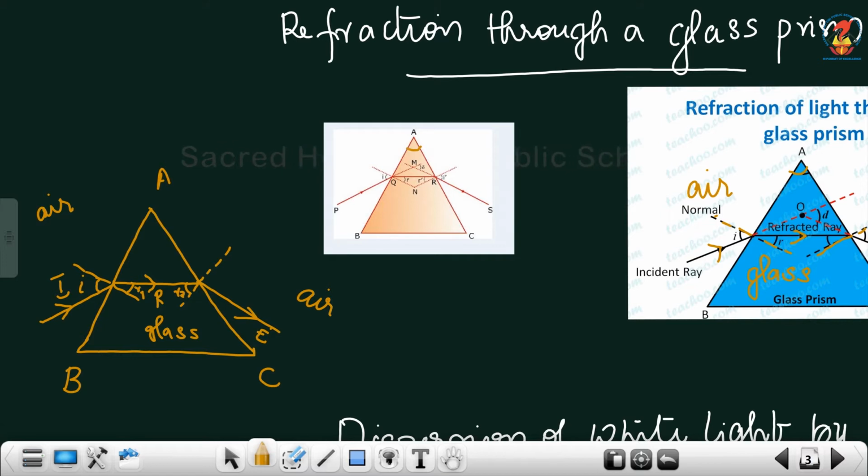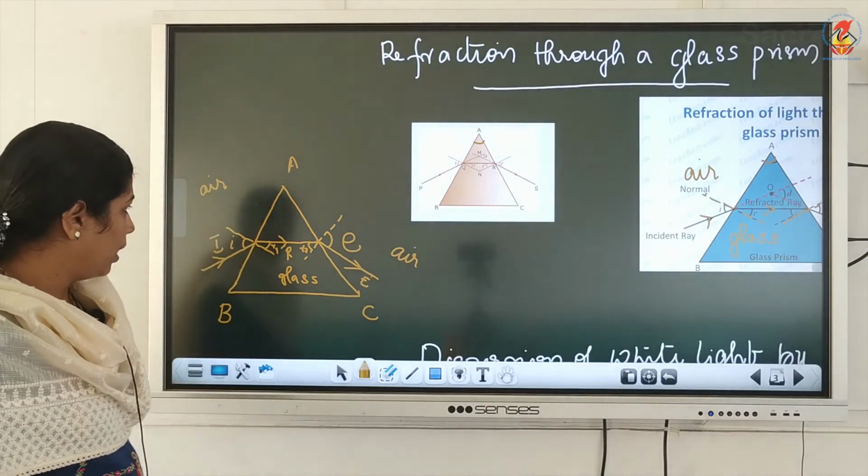Now, this angle between the emergent ray and the normal at the face AC is the angle of emergence. It is denoted by the letter E. The angle between the incident ray and the normal is I.